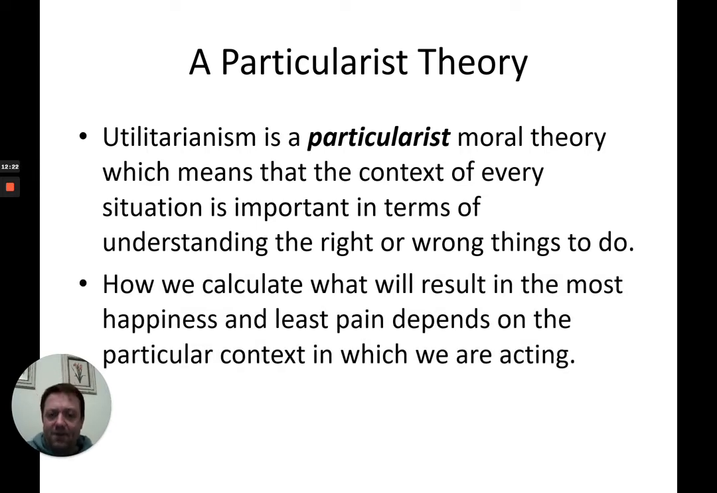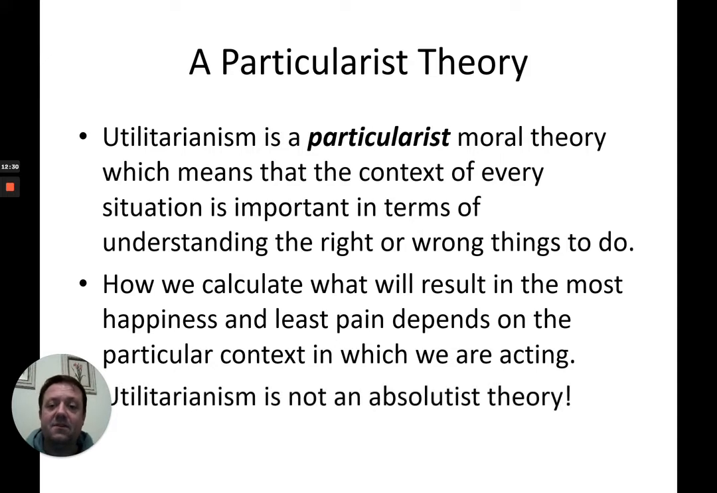And how we calculate, as I've said, what will result in the most happiness and the least pain depends on the context in which we are acting. All right, so the final point to make here is that utilitarianism is not an absolutist theory, unlike the approach taken by Kant, which is absolute. Right? So never break a promise, never lie. As I say, we'll come to why Kant believes that to be the case later on.